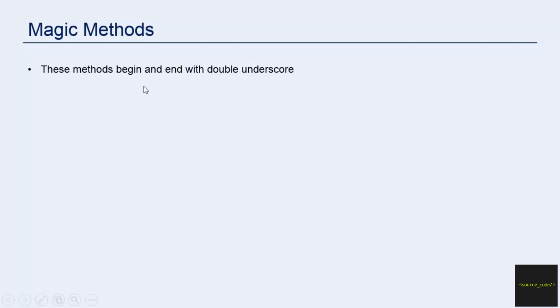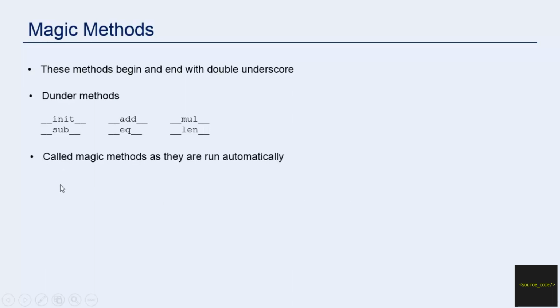These special methods begin and end with double underscore. They are sometimes called dunder methods due to the double underscore added before and after their name. These are some examples of some dunder methods. We are already familiar with this dunder init. It is the most commonly used dunder method. It is called automatically by Python to initialize a newly created instance of the class. These methods are also called magic methods as they are run automatically by the interpreter when an instance object is used in a particular syntax.